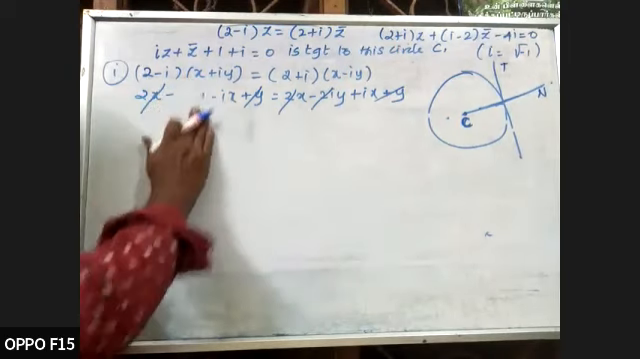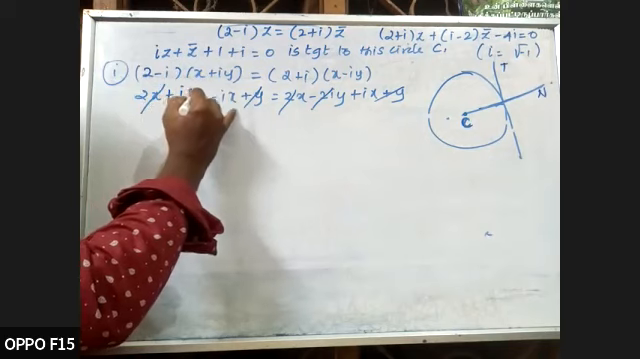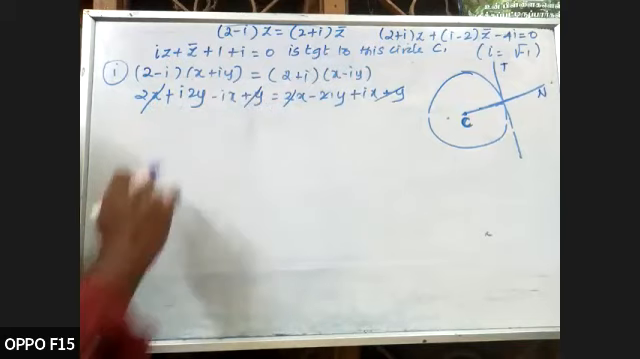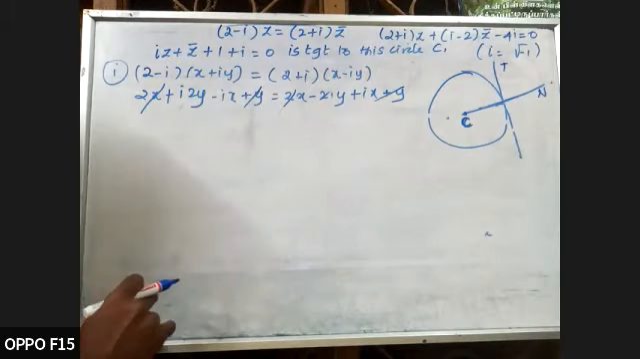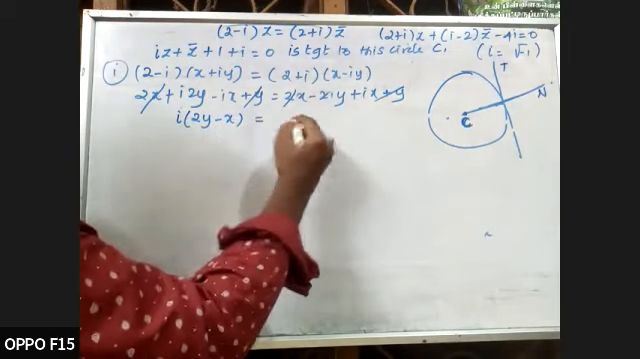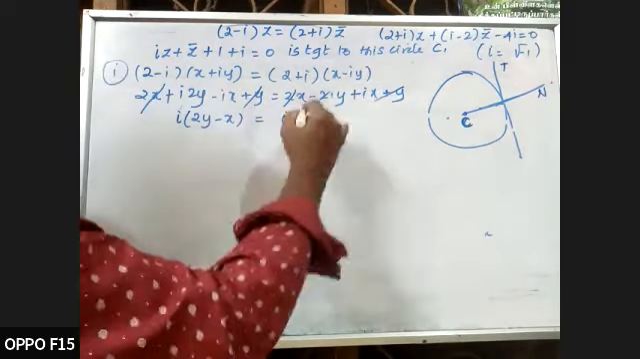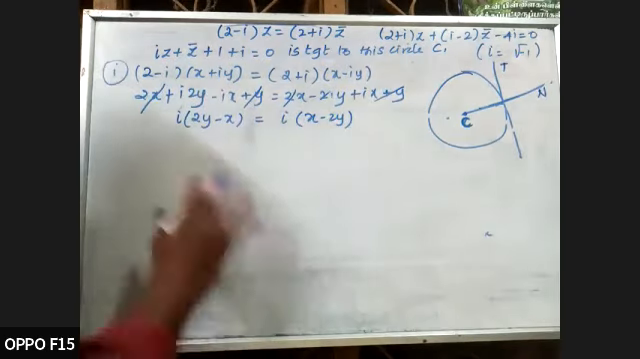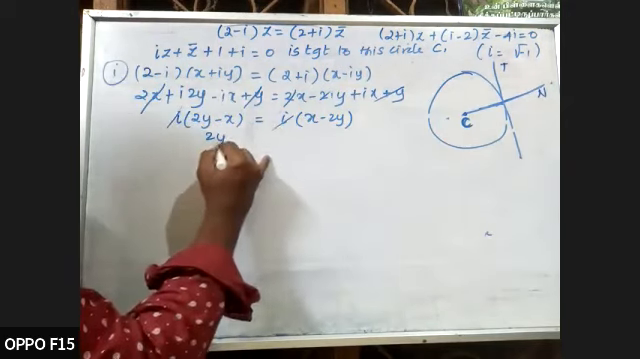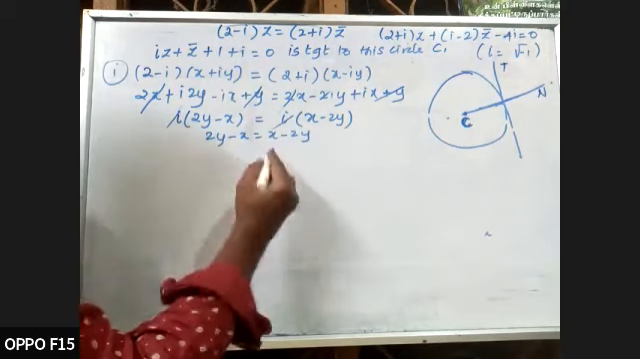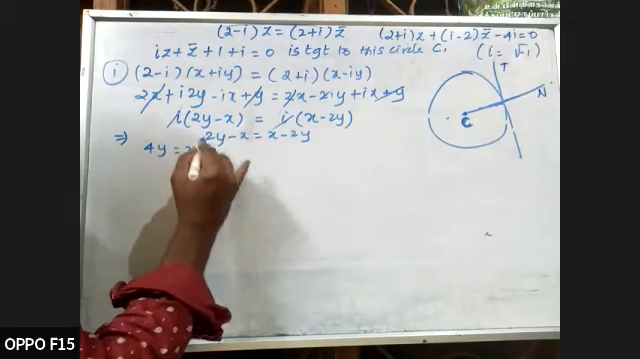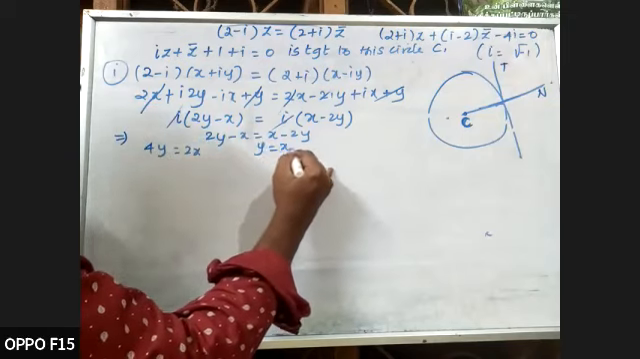The imaginary terms do not cancel. Bring this side, take i common: i(2y − x) = i(x − 2y). Now both sides have only imaginary parts, so we can cancel i directly. So 2y − x = x − 2y. From this we find 4y = 2x, so y = x/2.